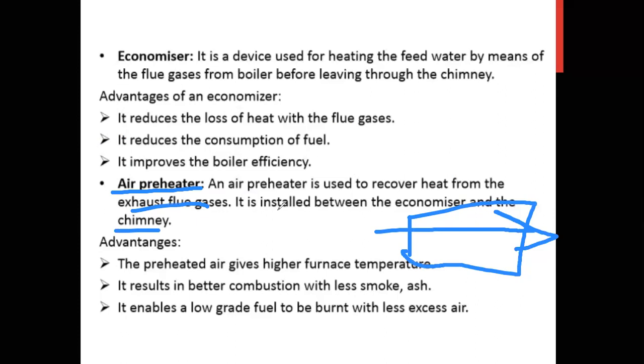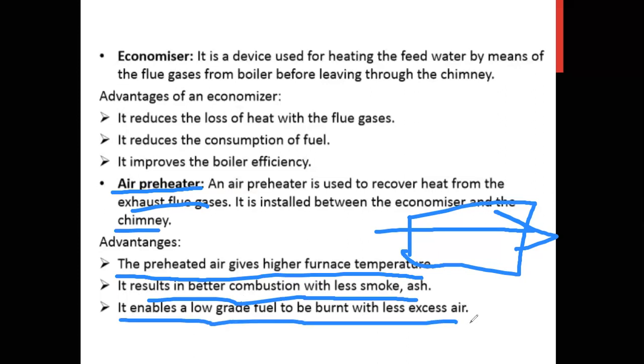It is basically used or situated there. So what is the advantage? This preheated air gives higher furnace temperature, and it results in better combustion with less smoke. It enables a low grade fuel to be burned with less excess air. So what is the purpose of this chamber? The purpose is, my student, when this hot gas goes outside the economizer, it flows in this air preheater chamber.